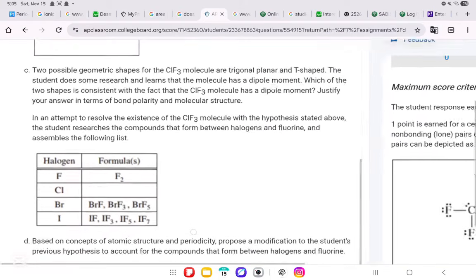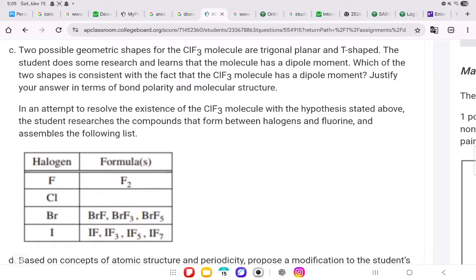Part C. Two possible geometric shapes for the ClF3 molecule are trigonal planar and T-shaped. The student does some research and learns that the molecule has a dipole moment. Which of the two shapes is consistent with the fact that the ClF3 molecule has a dipole moment? Justify your answer in terms of bond polarity and molecular structure. So basically they told us he ended up identifying two shapes, either trigonal planar or T-shaped. How do I know which shape it is?